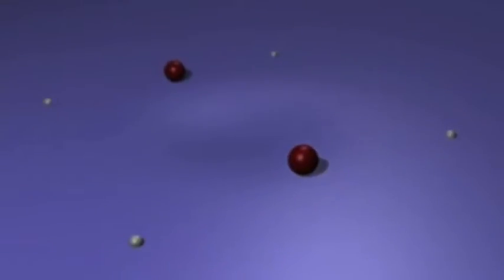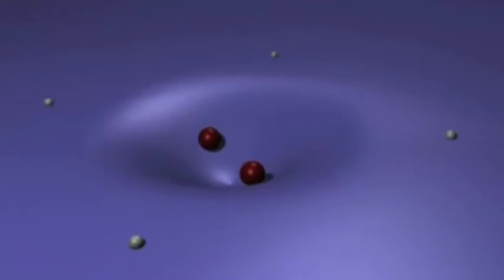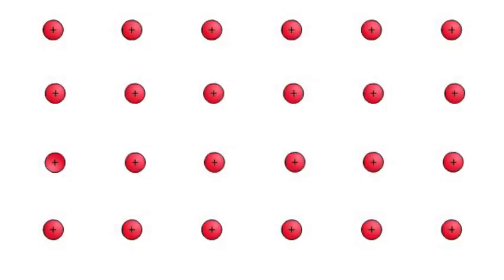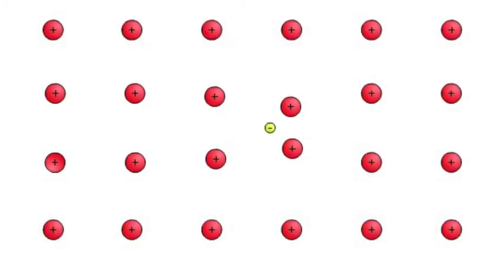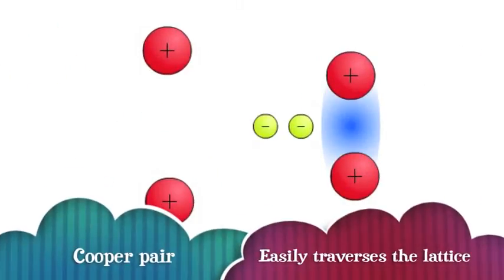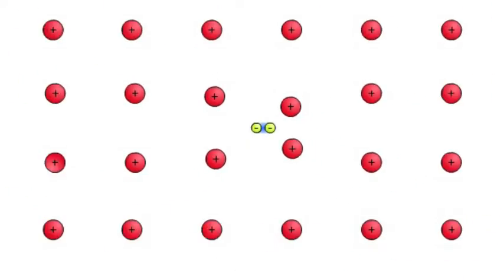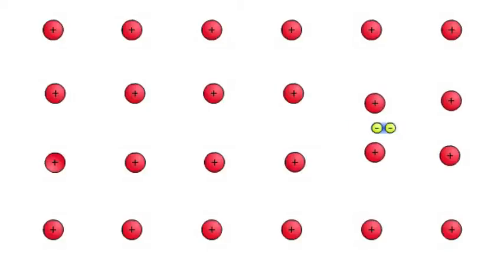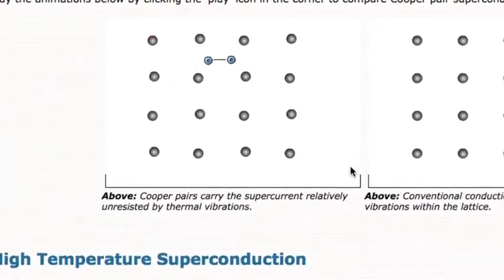Here's another way to look at it. Imagine an electron creates a positive distortion in the lattice. This distortion then attracts another electron towards it, in spite of their Coulombic repulsion. In effect, the two electrons pair up, forming a Cooper pair. Cooper pairs can travel smoothly through the lattice. Unlike electrons, they don't bounce off the lattice. Aha! Zero resistance!